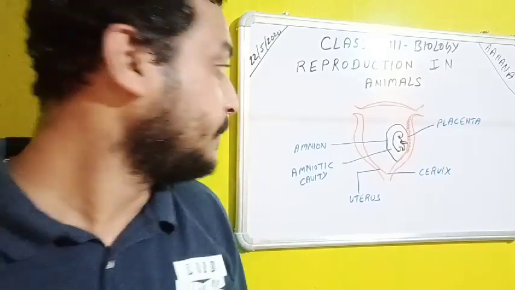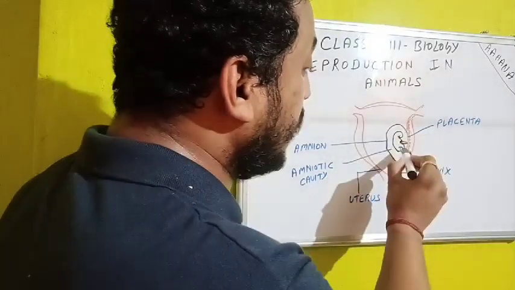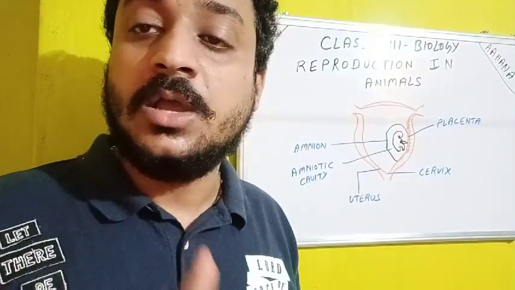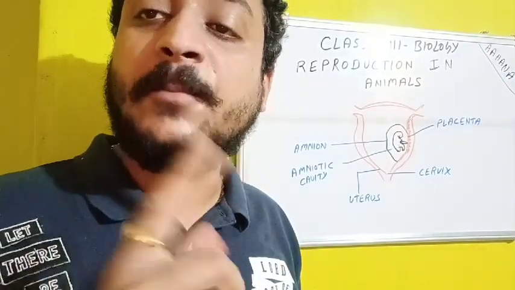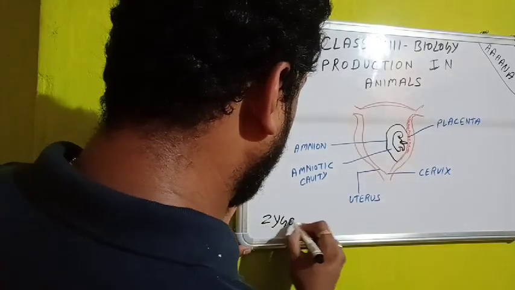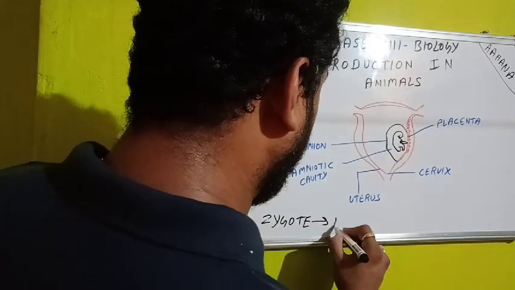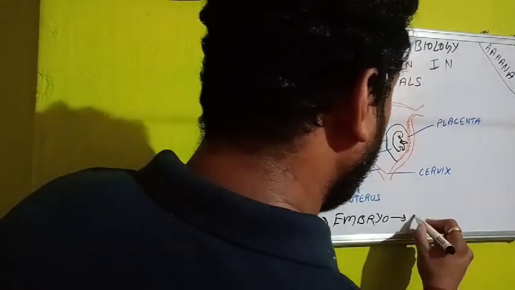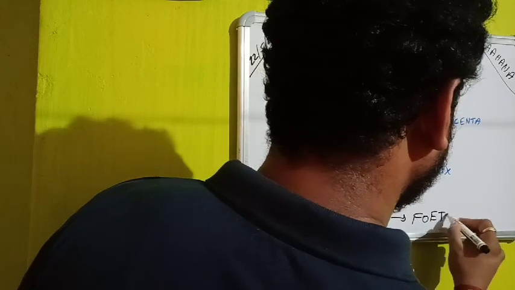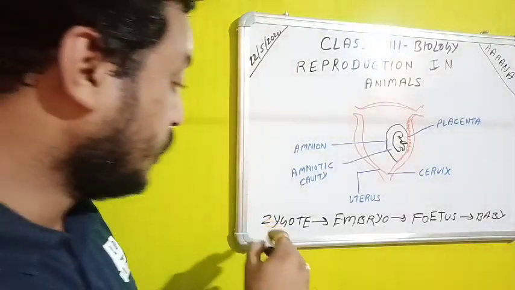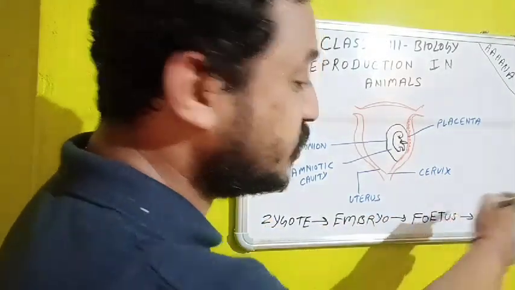Now what happens here? The moment the zygote is implanted, after fertilization, the zygote is formed. After the zygote is formed, the embryo will form. There is a simple flow chart we can make: first the zygote, then it will form the embryo, then the embryo will change into a fetus, and after 9 months the baby will be delivered. This is a normal general flow chart. Zygote to embryo, embryo to fetus, fetus to baby.